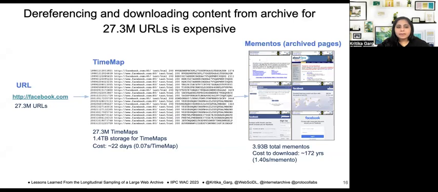The other takeaway from sampling for us is that dereferencing and downloading content from the archive for 27.3 million URLs is expensive. For these 27.3 million URLs, we had to download all the time maps, which took us 22 days and 1.4 TB of storage space. And these time maps contain just the metadata about the memento. It's not the actual content. To get the actual content, we would have to download the mementos. These 27.3 million time maps have almost 4 billion mementos in total. If we were to download all of them, it would take us around 172 years. This cost is without any parallelization, but still it's an expensive operation.